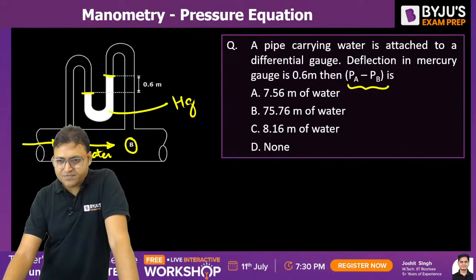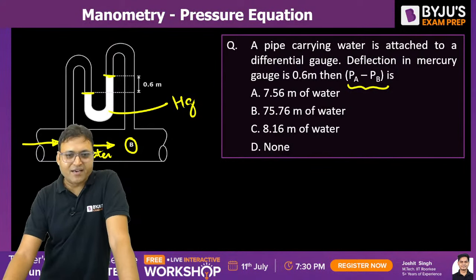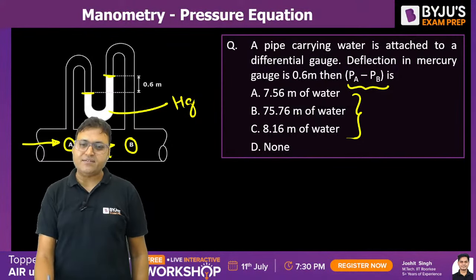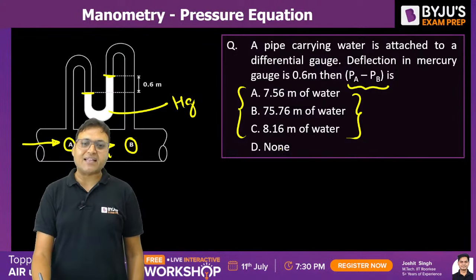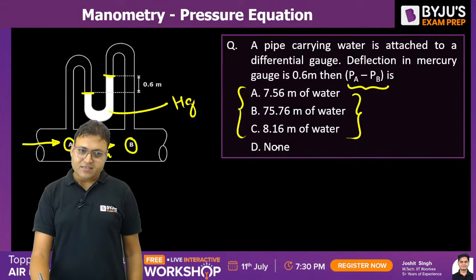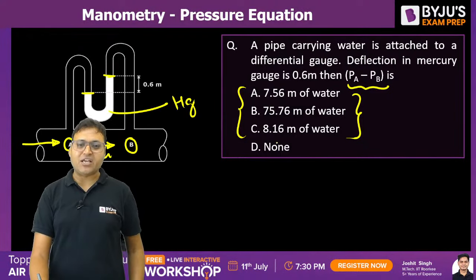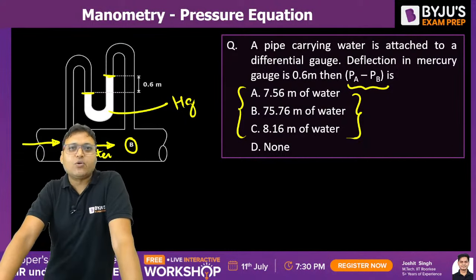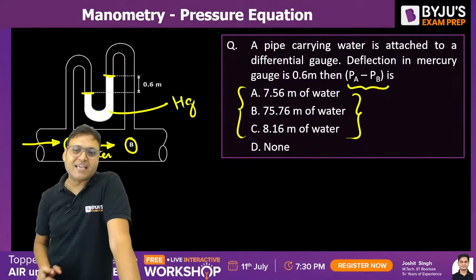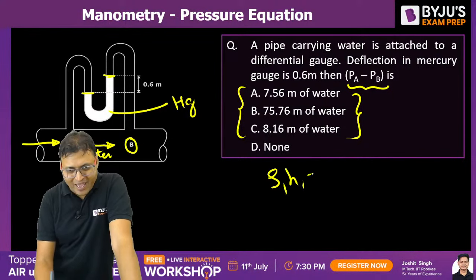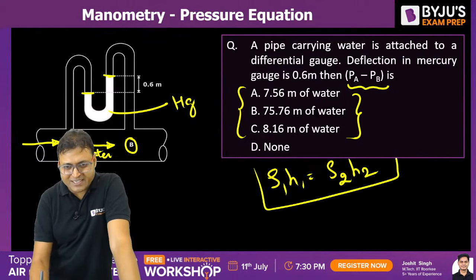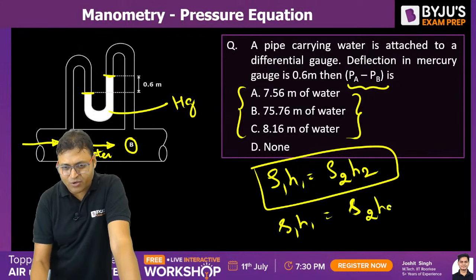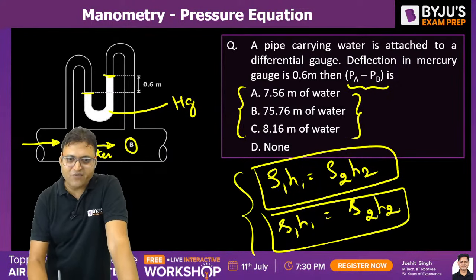Can you solve it? Two things you need to understand here. One is your pressure equation must be in terms of water head, because A, B, C, three options are there in terms of water head, right? And then you should write the pressure equation correctly. You should be able to apply how to convert one fluid column into another giving the same pressure. We can say rho 1 h1 should be equal to rho 2 h2. This is how conversion of one fluid column is done into another. S1 h1 is equal to S2 h2, which will give you the same pressure.